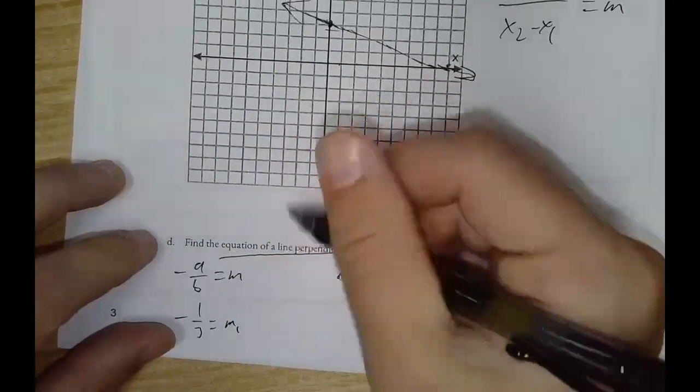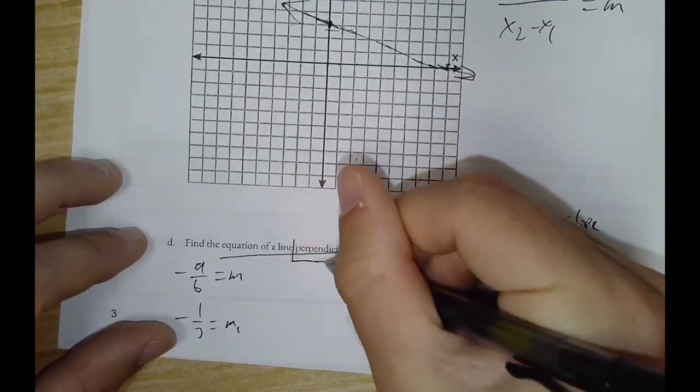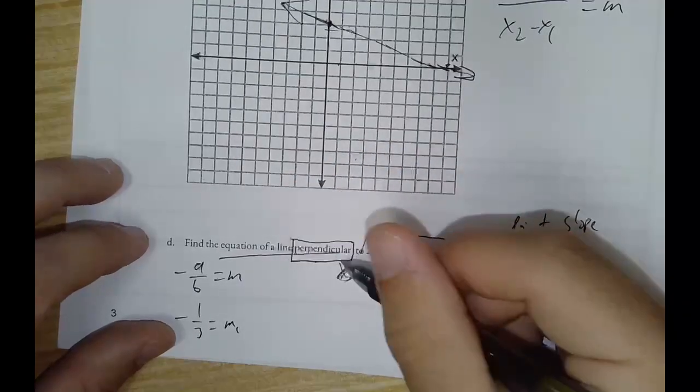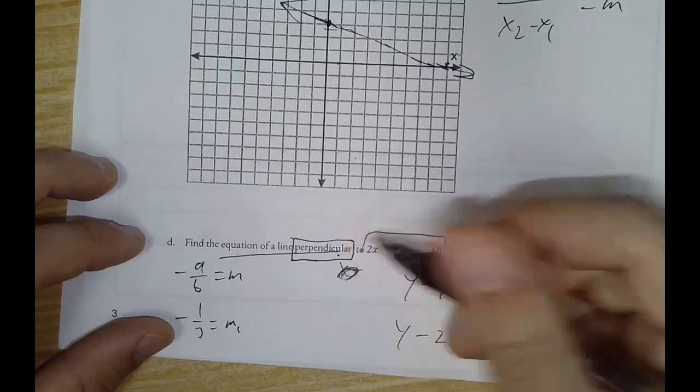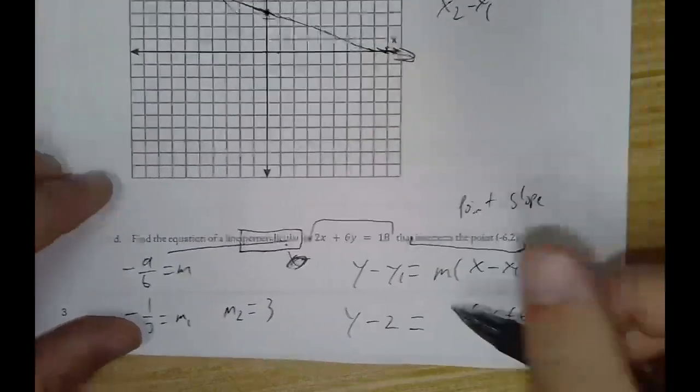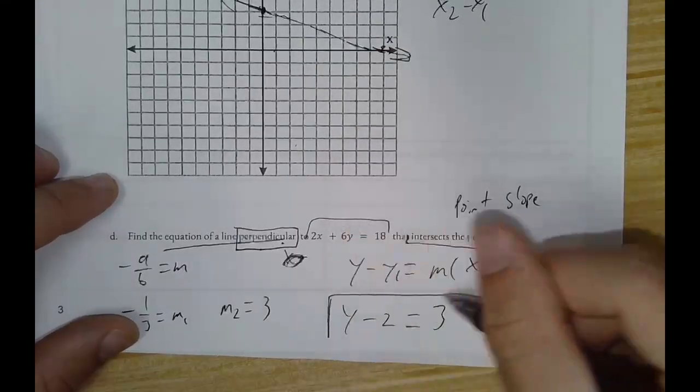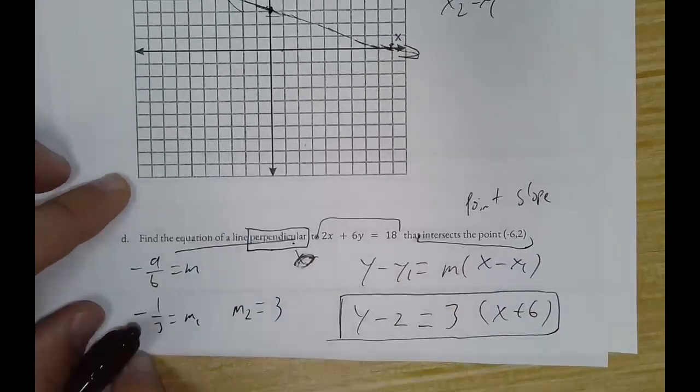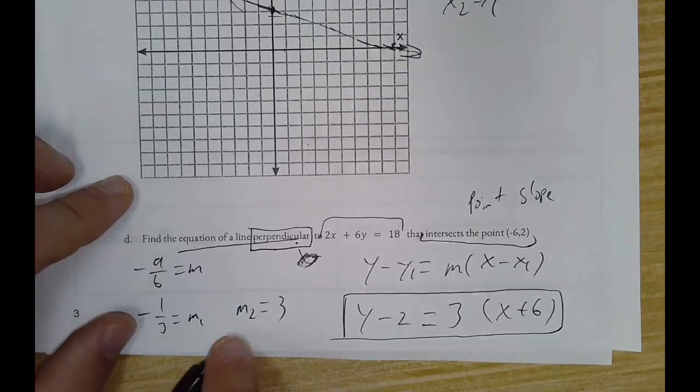Also really important, probably one of the most common mistakes in the quiz is not reading the question carefully. Perpendicular, not parallel, perpendicular. So we want the negative reciprocal. That means m2 must be 3. So therefore right here it's going to be a 3 in here. If it was parallel, it would be negative 1/3. If it was perpendicular, it would be 3.